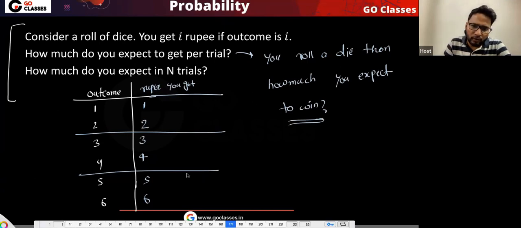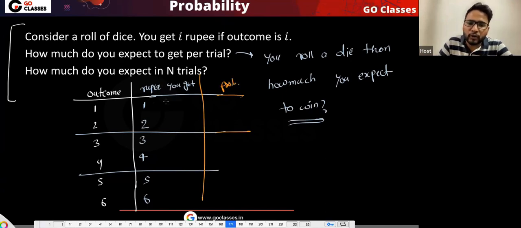Whenever you ask about any expectation, you take that quantity, rupees, and then you write the probabilities. Now tell me, what is the probability that you will be winning 1 rupee? 1 by 6, right? You will be winning 1 rupee because the outcome is 1. You will be winning 2 rupees because the outcome is 2. You will be winning 3 rupees if the outcome is 3, like that.